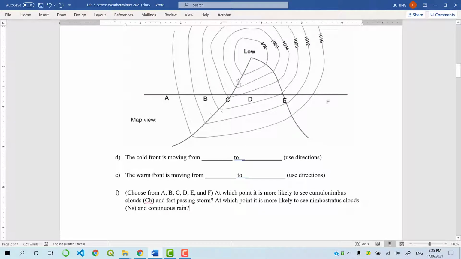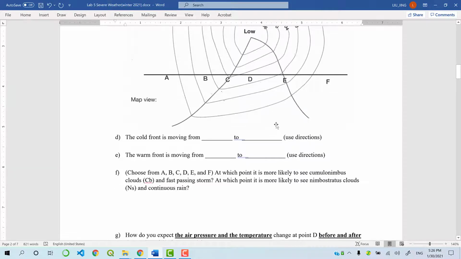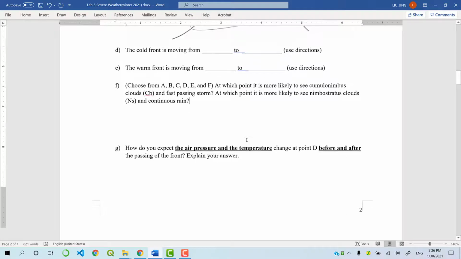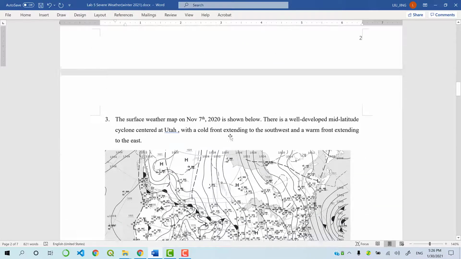First you need to figure out if it's a cold front or warm front, and which direction it's moving. I'll give you a hint, it's moving in this direction. Before it moves to D, is the pressure low or high? When it's passing, is it low or high? After passing, is it low or high? You need to figure it out and explain why.